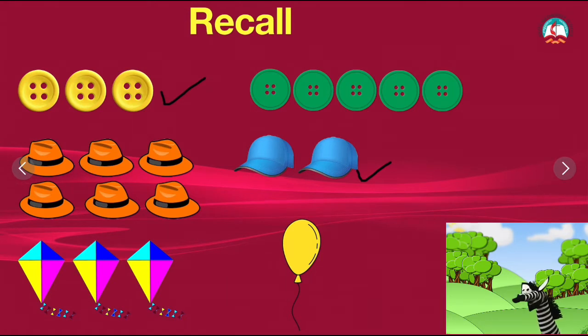The last picture, kites and balloon. Now, how many kites are here? 1, 2, 3. Balloon? Only one balloon. So, which is less? Kites or balloons? We have only one balloon. So, only balloon is less, isn't it? So, I am marking a tick for balloon. Is it clear, friends?